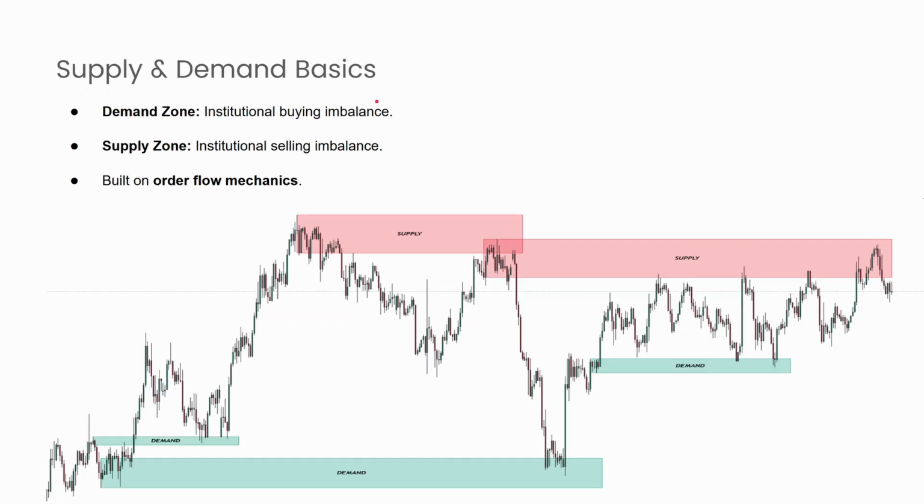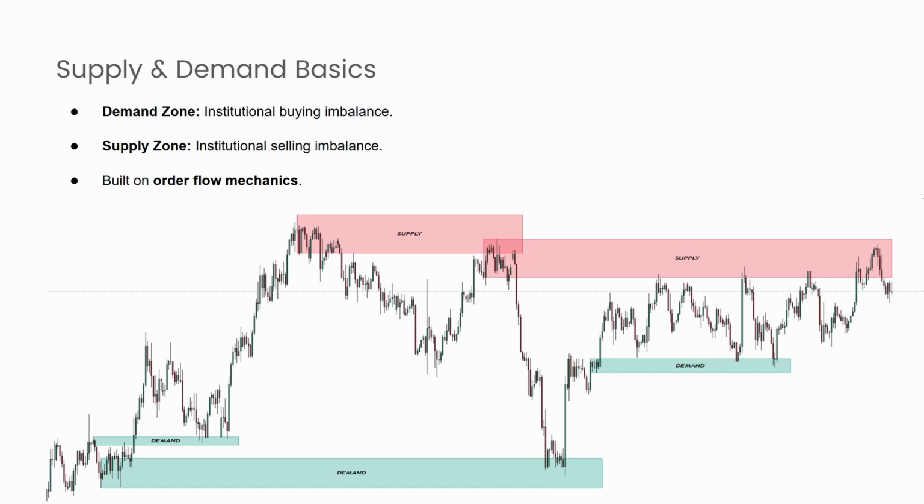Supply and demand. What is a demand zone? The demand zone is where the institutions placed their buying orders. Supply zone is where institutions sold from. And how do you tell that institutions have sold from a particular zone? You will see the imbalance, the type of pressure that is exerted.